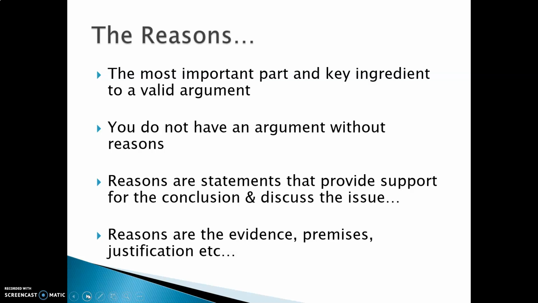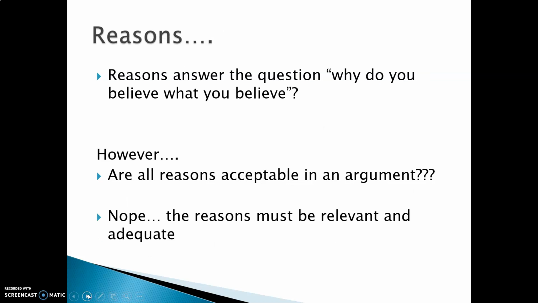Technically, you don't have an argument without reasons. Reasons are where we start to give all of our thoughts. This is where we put all the things in our head onto the paper. The reasons are the evidence, the premise, the justification, all of it. They are the most important part of the argument. The reasons also answer the question, why do you believe what you believe?